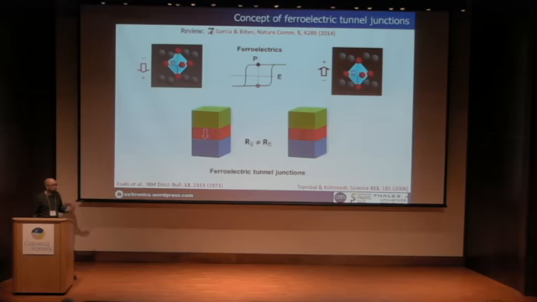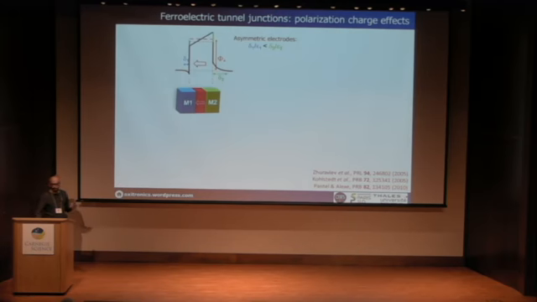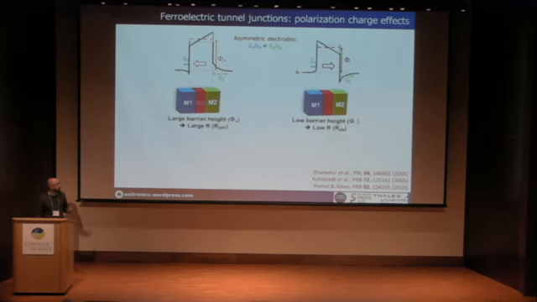So why can we have different resistance states depending on the orientation of the polarization? We believe it's mostly related to electrostatic effects. So if we consider a tunnel barrier in between two different materials or different interfaces, we have different screening properties on both sides, and the polarization will induce an asymmetric variation of the potential profile. So now if we reverse the polarization with an electric field, this asymmetry will be reversed.